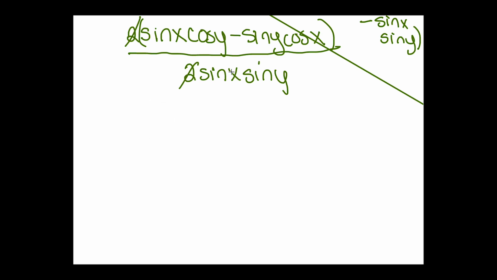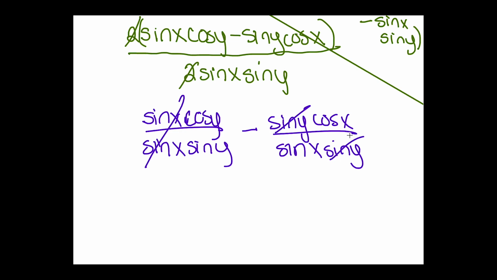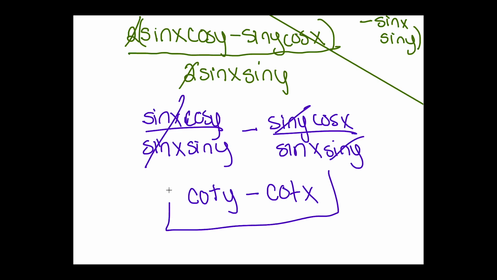So let me split this up into 2 fractions. Sine x cosine y over sine x sine y minus sine y cosine x over sine x sine y. Over here, the sine x's simplify out. Over here, the sine y's simplify out. So you have cosine y over sine y, which is equivalent to the cotangent of y, and then cosine x over sine x, which is equivalent to the cotangent of x. And we have completed our proof.